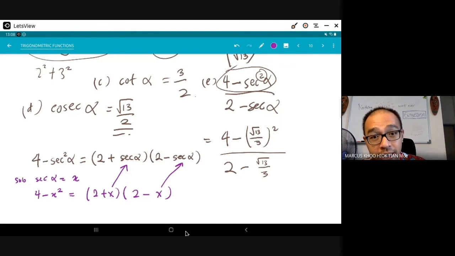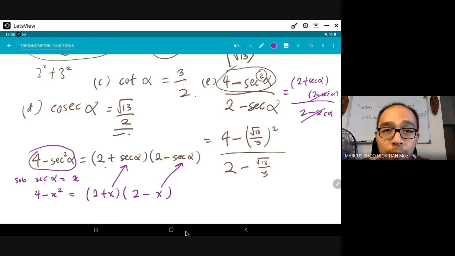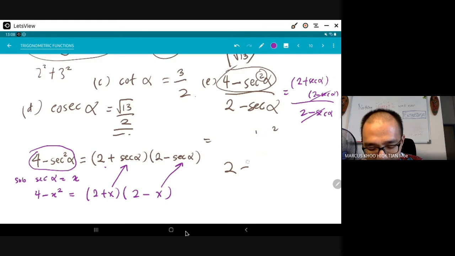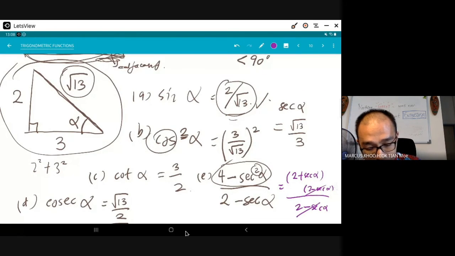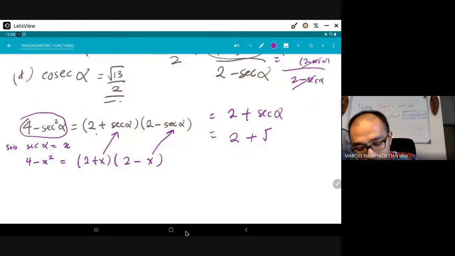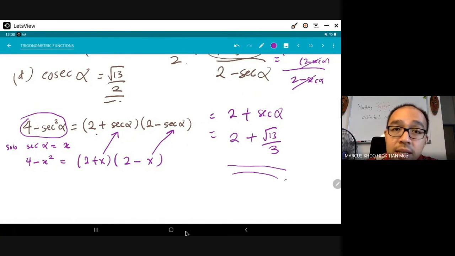So bila kita buat begini, when we look at this, if I change the 4 minus secant squared alpha to this, what happens is 2 plus secant alpha, 2 minus secant alpha over 2 minus secant alpha. And this one kita boleh potong. Therefore, saya hanya tinggal 2 plus secant alpha, which will give me 2 plus what is secant? Secant is square root 13 over 3. Okay, I can leave my answer like this. Final answer lah, also can.